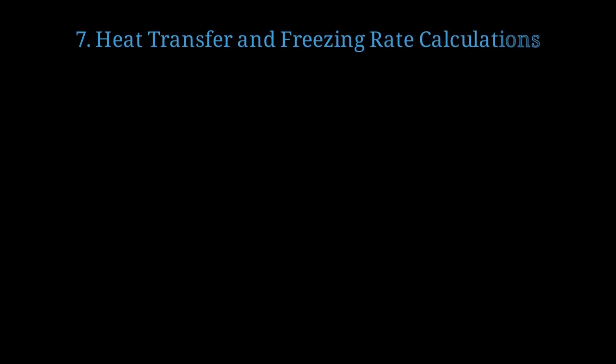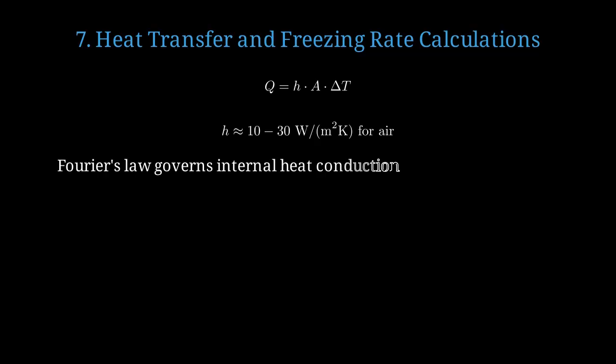Understanding heat transfer is essential for predicting how quickly fish reaches safe temperatures throughout its volume. The rate of heat transfer Q equals the convective heat transfer coefficient H times surface area A times temperature difference. For air freezing, the convective heat transfer coefficient typically ranges from 10 to 30 watts per square meter Kelvin. Inside the fish tissue, heat conduction follows Fourier's law, which governs how temperature propagates through the material.